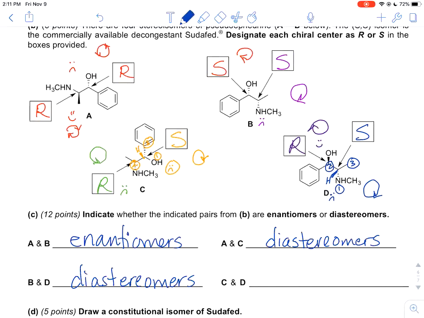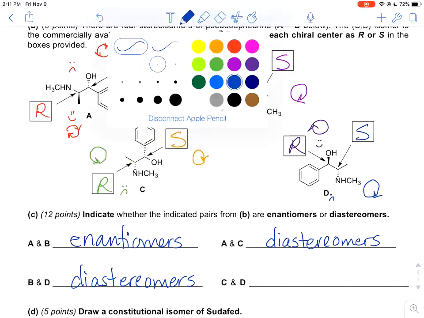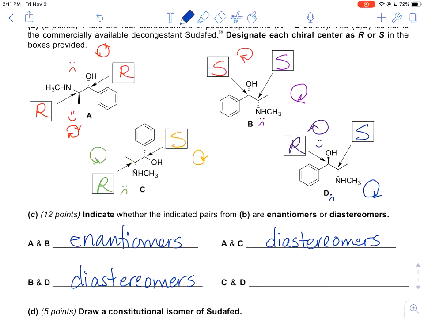And finally, C and D is the one that got people probably the most because it looks like since they're both RS, they should be the same, but they actually weren't. And again, that wasn't an option. So if you give these guys numbers and say, okay, the one that's closer to the arene ring or the oxygen is carbon 1, and the one that's closer to the nitrogen is carbon 2, then you can give it a 1S2R designation.